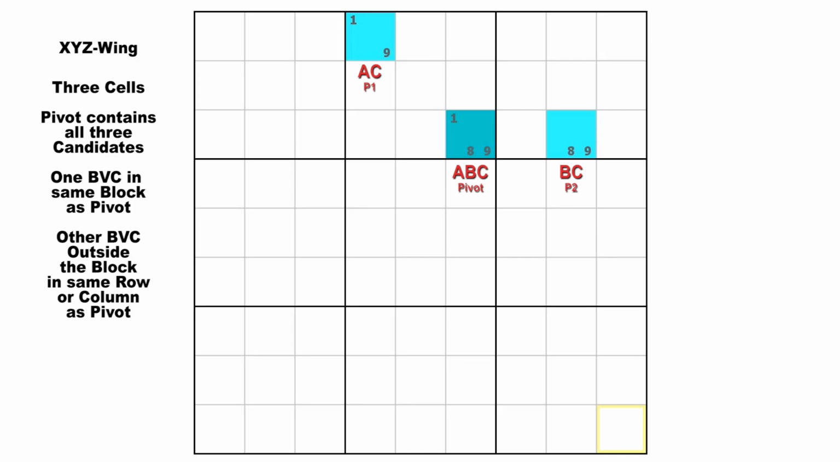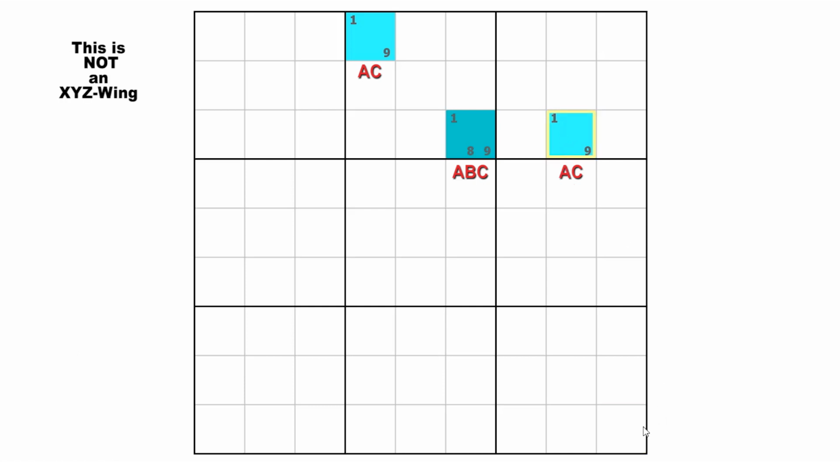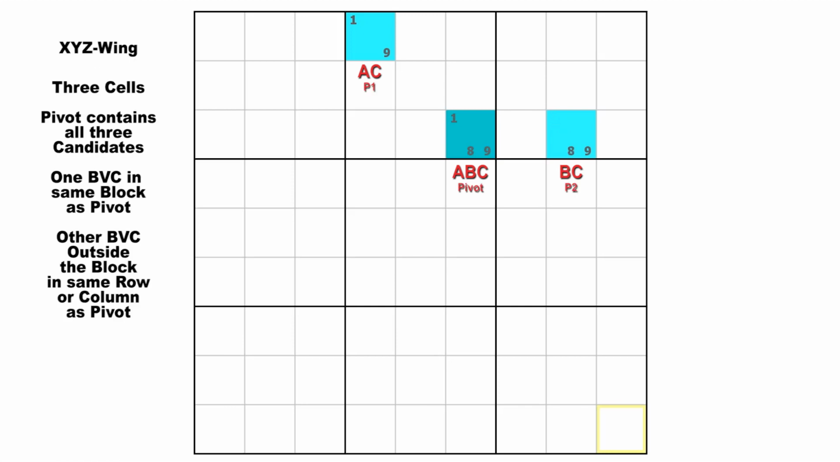And just for the record, if both pincers contain the same 2 candidates, like this, that does not constitute an XYZ wing, and no conclusions can be drawn. Each bi-value pincer cell must contain 2 of the candidates in the pivot cell, but they must be different groupings or sets of those candidates, even though they will both contain candidate C. Capiche? So here is a typical XYZ wing.